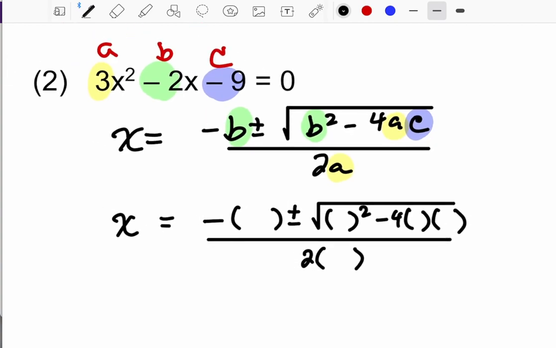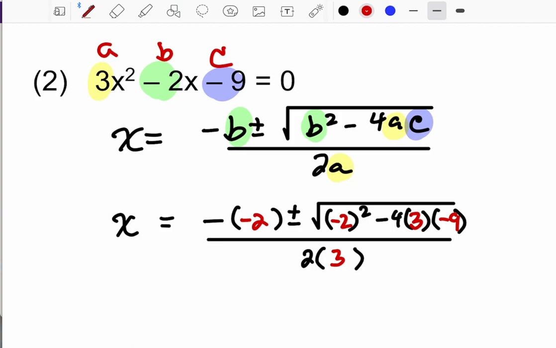So what I like to do, I mentioned this before, is instead of the B's, the A's, and C's, open a set of parentheses. I think that's the best way to go about it, in my opinion. Because then you're not going to forget to put those parentheses in when you type it into the calculator. All right, so negative 2 plus or minus the square root of negative 2 squared minus 4 times 3 times negative 9 all over 2 times 3.